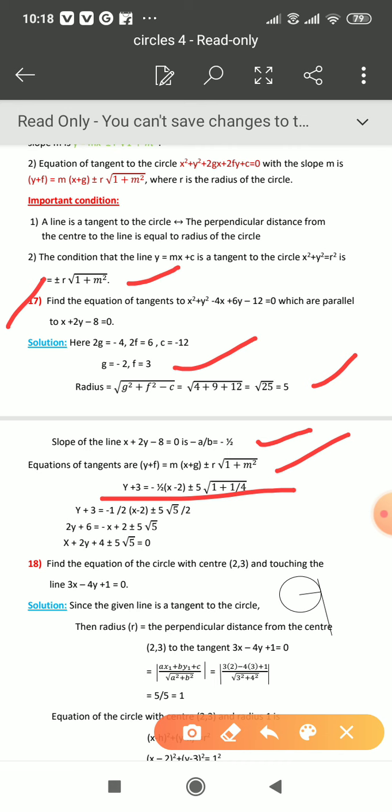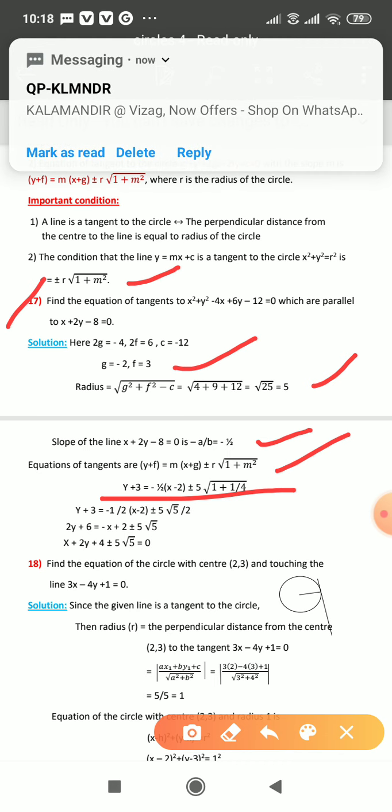Minus 1 by 2 whole square is 1 by 4. So y minus 3 is equal to minus 1 by 2 into x minus 2 plus or minus 5 into square root of 1 plus 1 by 4, which is nothing but 5 by 4 root, so root 5 by 2. Multiplying both sides by 2, we have 2y plus 6 is equal to minus x minus 2, cancel, minus x plus 2 plus or minus 5 root 5. So x plus 2y plus 4 plus or minus 5 root 5 is equal to 0. This is our equation of the tangent parallel to the given line.